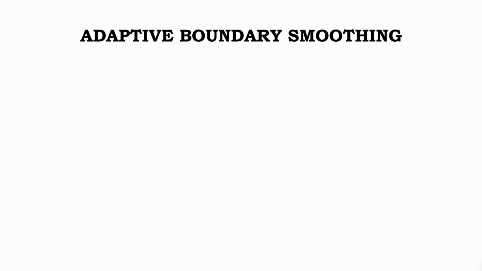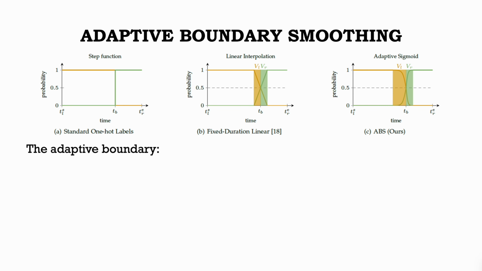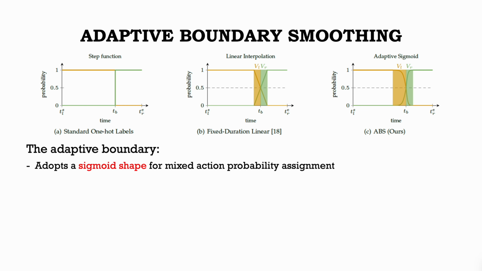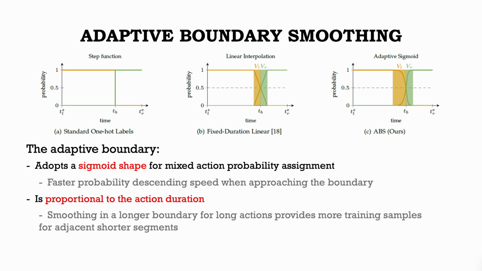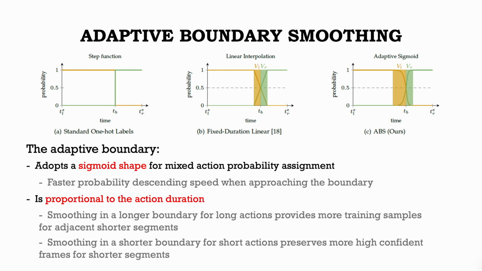We further proposed an adaptive boundary smoothing technique to build more robust boundaries. Our approach is better in the following aspects. First, it uses a sigmoid shape to assign mixed probability rather than a fixed slope. And second, our soft boundary vicinity is proportional to the action duration rather than a fixed range.